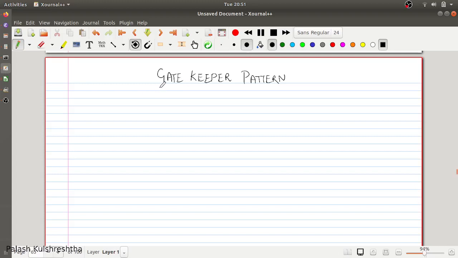Hi friends, today we are going to talk about another Microsoft architecture pattern taken from the Microsoft website. This pattern is called the Gatekeeper pattern.